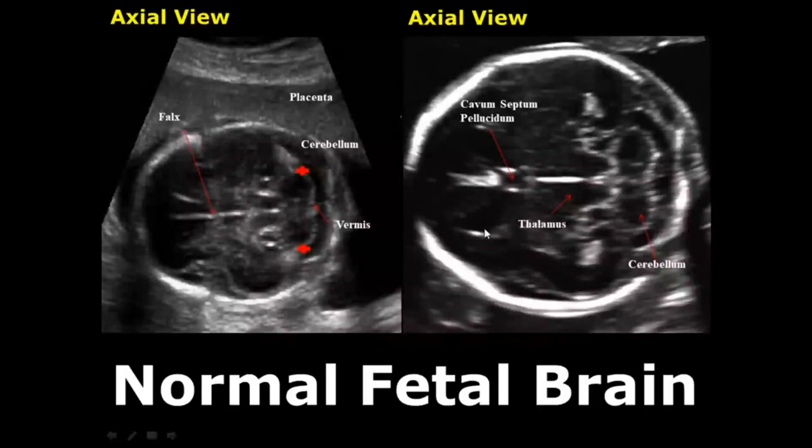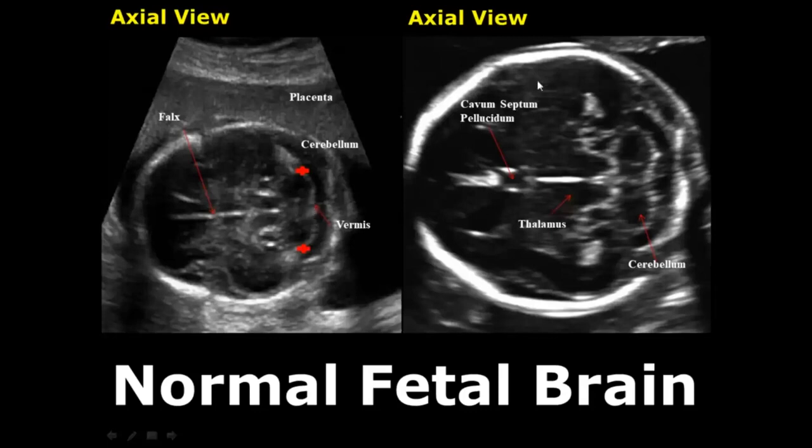These are axial images. This right here is the skull bone. This hyperechoic line is the falx cerebri. And the posterior fossa, this is the posterior fossa. And this bilobed structure is the cerebellum, and it is covered by the cerebellar vermis.